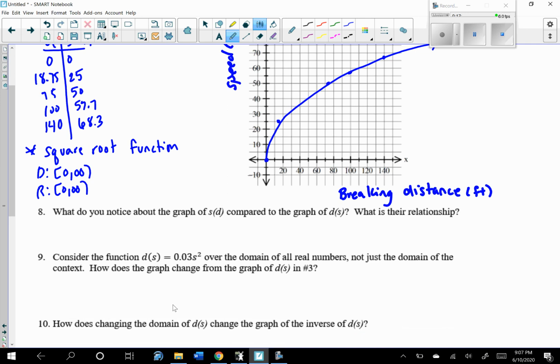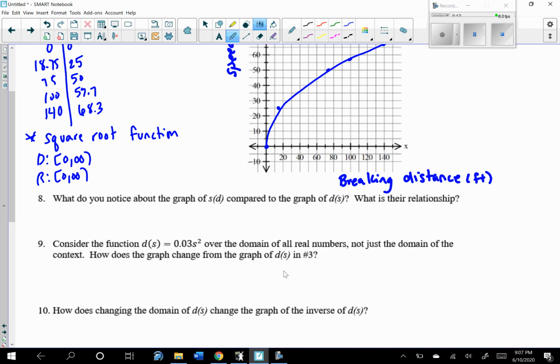From question 8, it says, what do you know about the graph of s of d compared to the graph of d of s? What's their relationship? And of course, we've already said this before. They are inverses because we switch the domain and the range, or the inputs and the outputs.